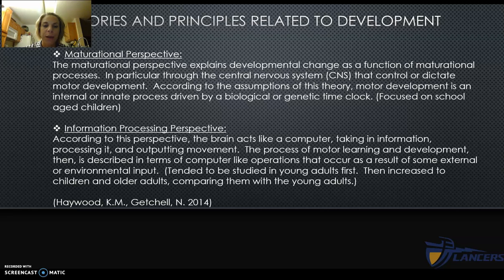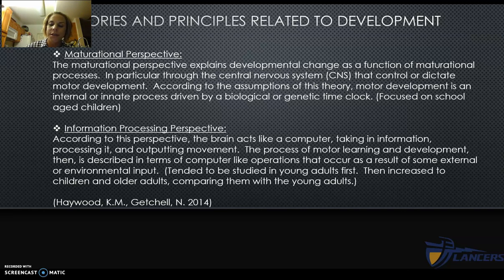Information processing perspective. According to this perspective, the brain acts like a computer, taking in information, processing it, and outputting the movement. The process of motor learning and development then is described in terms of a more computer-like operation that occurs as a result of some external or environmental input. This tended to be studied in young adults first, then increased to children and older adults, comparing them with the young adults.